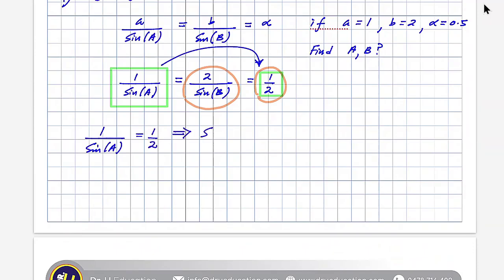Then from here, you make sine A the subject. If you do that, that's going to be 2. Correct? Sine A is equal to 2 from here, right? Now, how do you find capital A from here? Okay, hold on. I know you guys know. How do you find A from here generally? Cross multiply. Yes, Sri. Sine inverse.